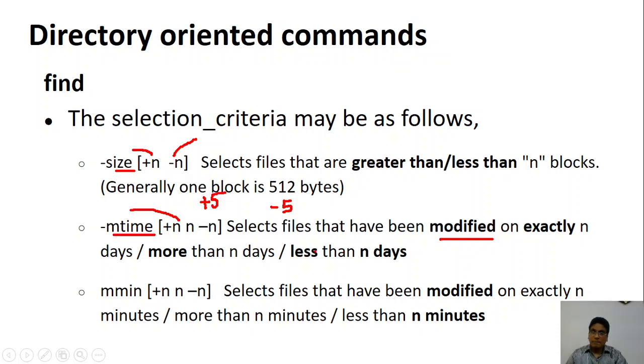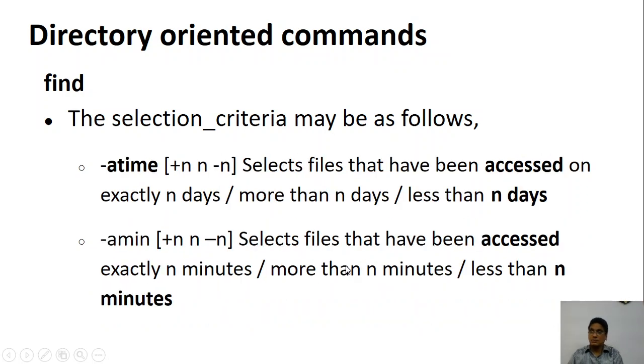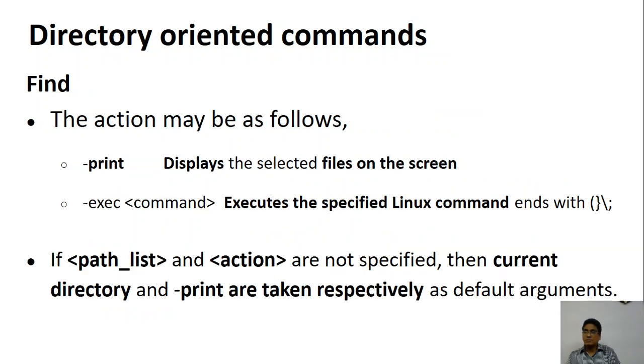So you have the option mtime, and mmin for minutes. If I say mmin, minutes, and give minus 5 instead, it means the files which were modified within the last 5 minutes. So that way you can use it. Again, last access time, atime, you can use them.